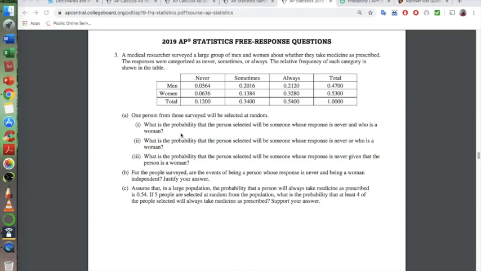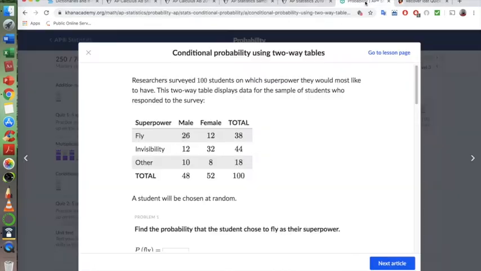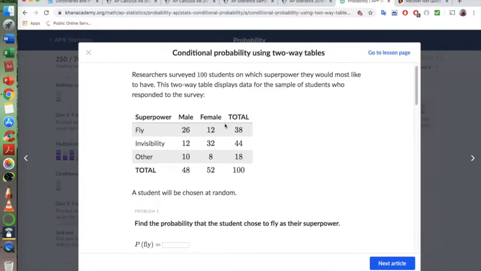In this video, I want to look at number 3 on the 2019 AP Statistics test, which is about simple and conditional probabilities using two-way tables. I found something very similar on Khan Academy, so let's start there for practice. We've got 100 students surveyed on which superpower they'd most like to have.